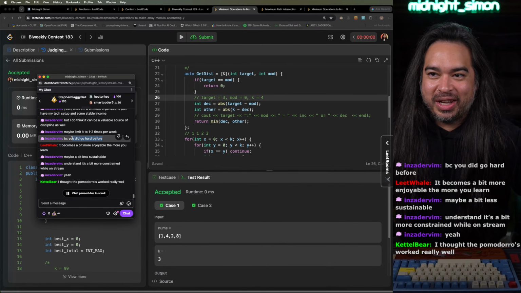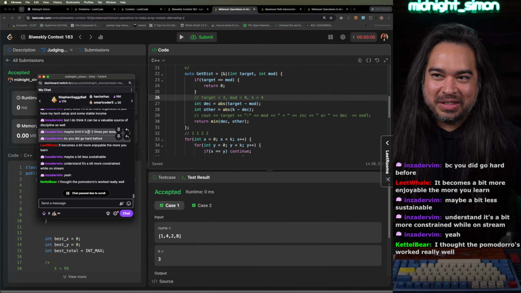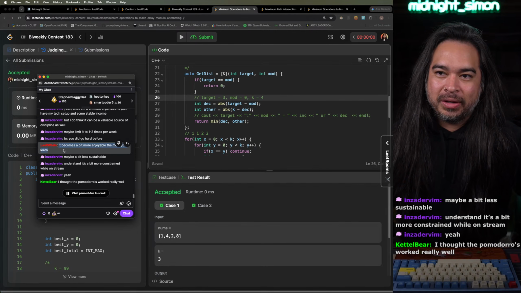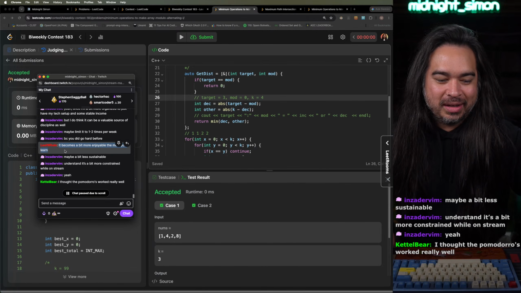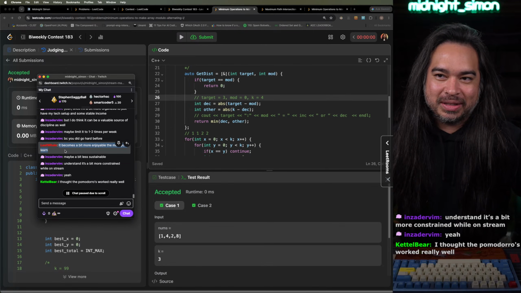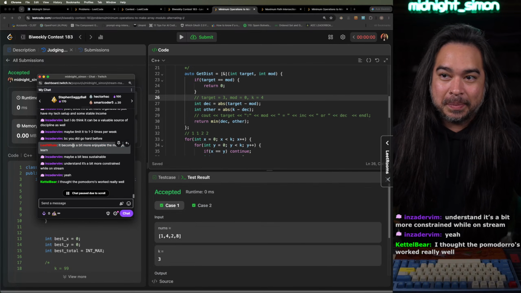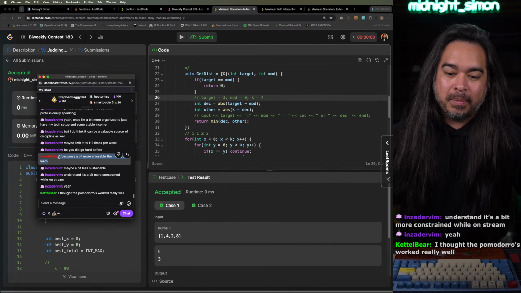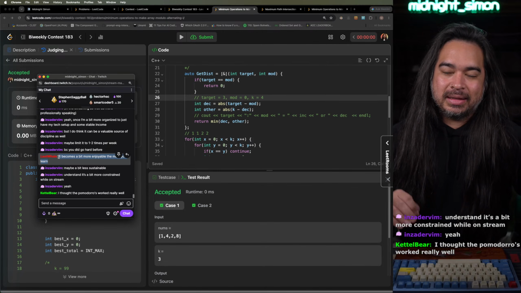Yeah, I used to do it every day, but it's not sustainable, man. It becomes a bit more enjoyable the more you learn. Yes, I have a lot more fun with LeetCode in 2026 than I did in my beginning years, or when I didn't know any of the algorithms, or when I had struggled implementing algorithms. Maybe I knew them, but it wasn't as easy to implement.